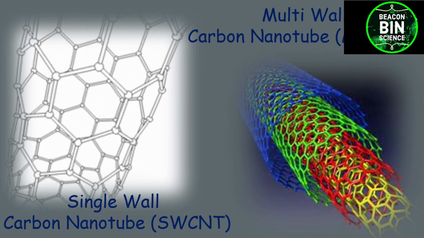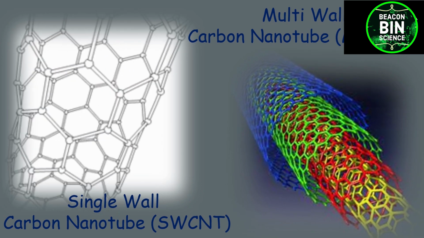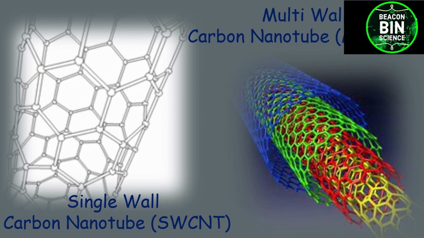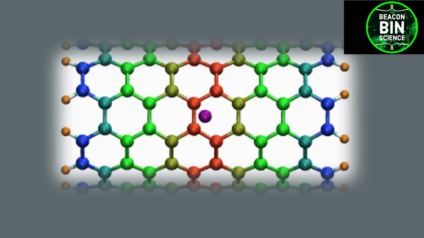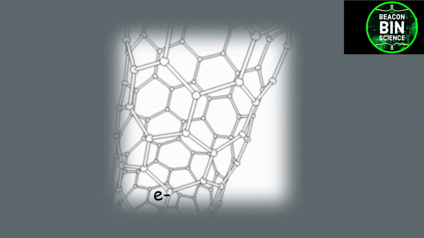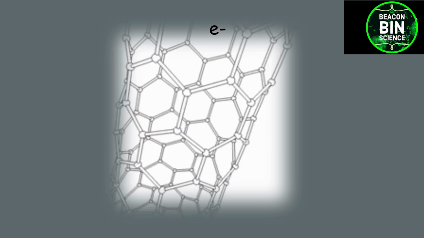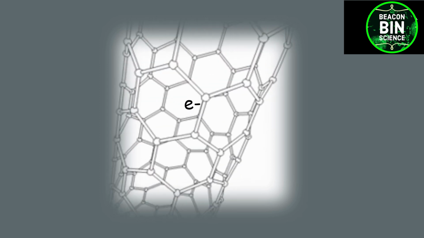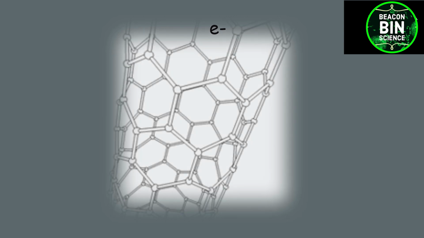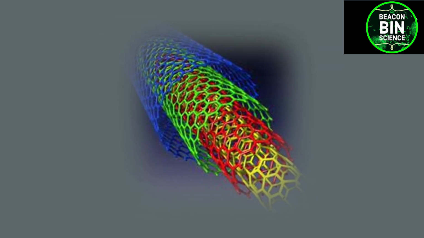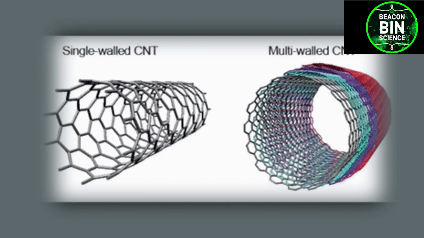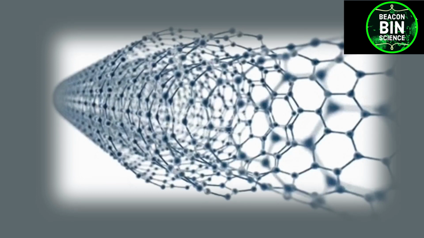CNTs are generally of two types: single-walled carbon nanotubes (SWCNT) and multi-walled carbon nanotubes (MWCNT). A single-walled carbon nanotube is a seamless cylinder which consists of only one layer of graphene. It shows impressively unique electrical properties, while the multi-walled carbon nanotube is also cylindrical in shape, composed of multiple concentric layers of graphene. These are comparatively unique structures and variety.